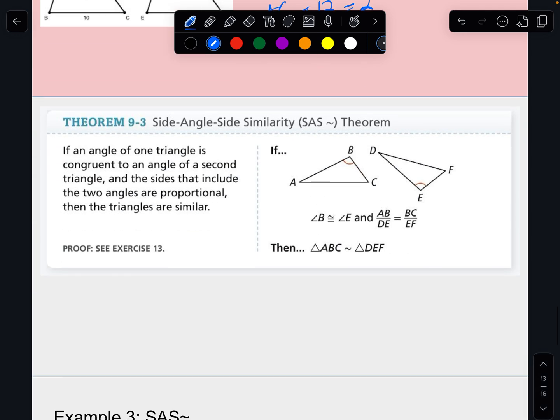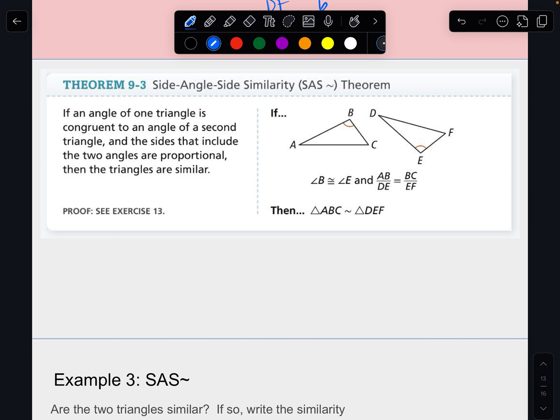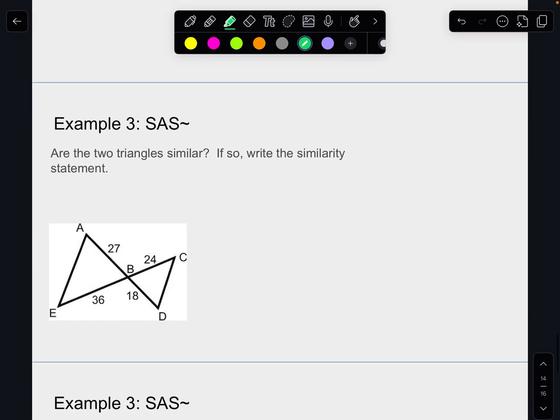The last one then is side angle side. If an angle of one triangle is congruent to an angle of a second triangle, so in this case, B and E, and the sides that include the two angles are proportional, then the triangles are similar. So if the two sides that make up the angle are proportional, the angle has to be in between those two sides. Then we can say the triangles are similar.